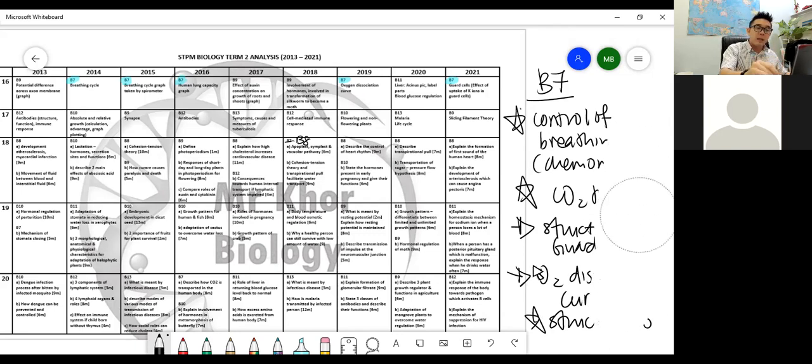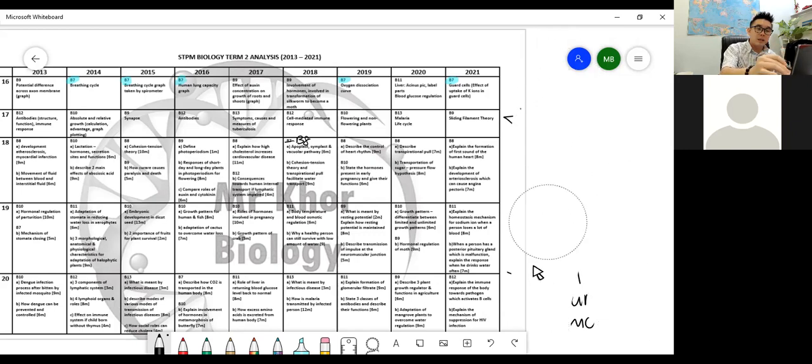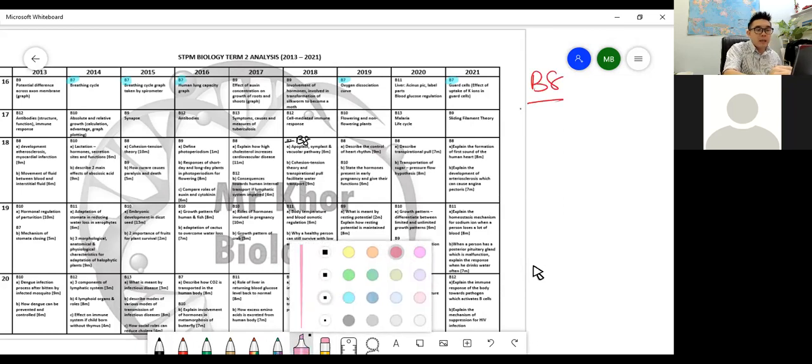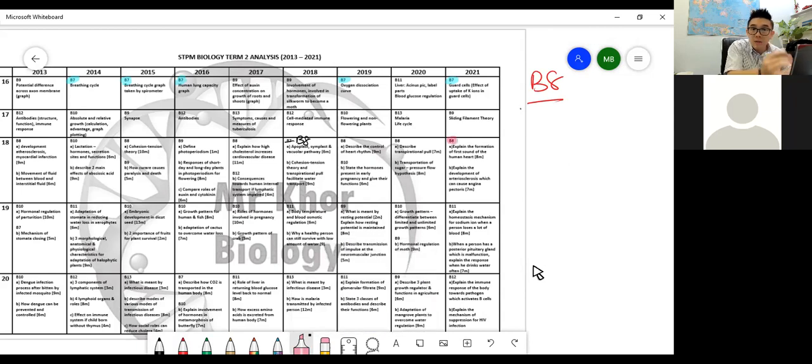Okay, let's look at chapter 8. Chapter 8 here, I'm going to use another color. Chapter 8 here is transport. It's a long topic. They asked this last year: formation of first sound of the heart, arteriosclerosis, angina.